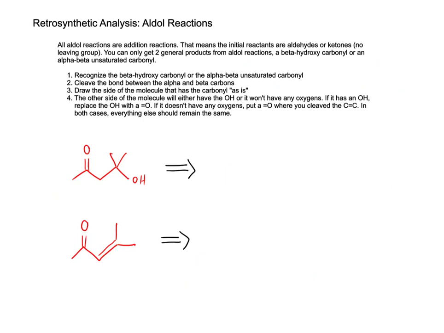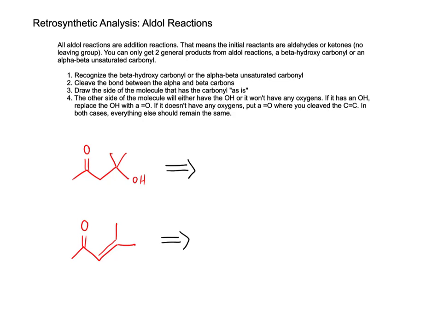Now that we've gone through all of the condensation reactions, let's look at retrosynthetic analysis of each one. Let's start with the aldol reaction. All aldol reactions are addition reactions. That means the initial reactants are aldehydes or ketones without a leaving group. And because we mentioned you can only get 2 general products from the aldol reactions, whether it's a beta-hydroxycarbonyl or an alpha-beta unsaturated carbonyl, that should tell us exactly what we need to do to get to the starting materials.